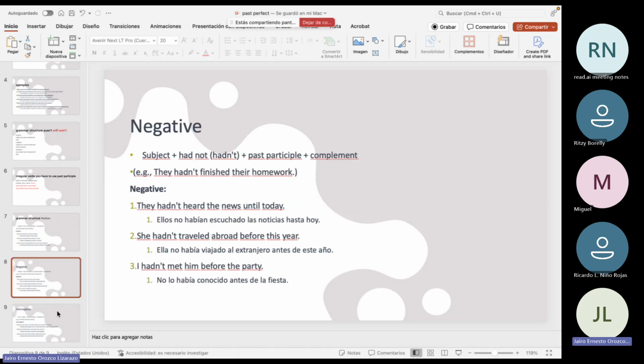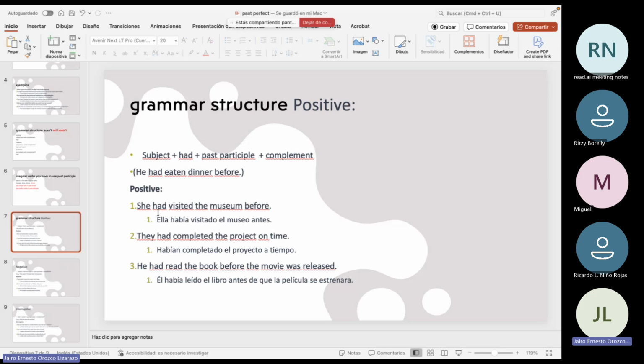Okay, so let's see some examples of positive sentences. She had visited the museum before. Ella había visitado el museo antes. They had completed the project on time. Habían completado el proyecto a tiempo. He had read the book before the movie was released. Él había leído el libro antes de que la película se estrenara.